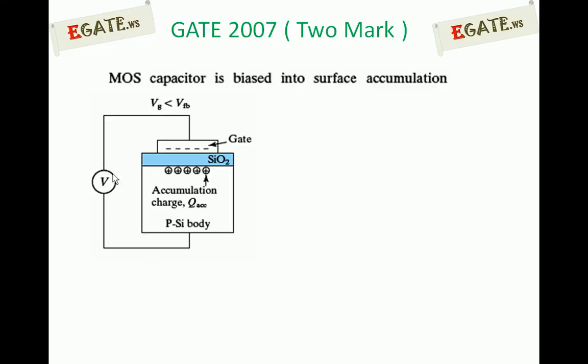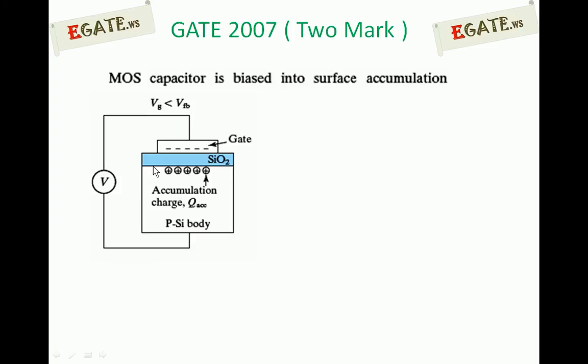So all those holes are now accumulating near the channel region. Previously, how many holes did we have at 0 voltage? Now we have more holes compared to 0 gate voltage. So that's why more holes have been accumulated. That's why it is called the accumulation region.